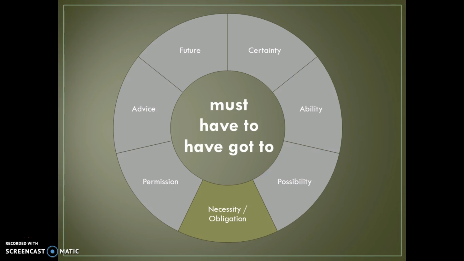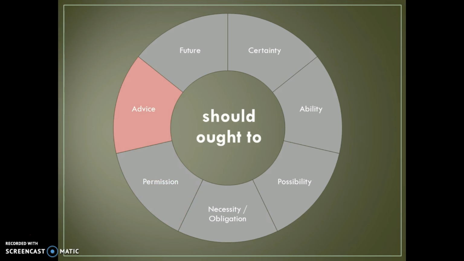Necessity or obligation, we would use modals like must, have to, have got to. For permission, we have can, could, and may. For advice, we have should and ought to. And of course, for future, we have will, and also we have would, which is used to communicate conditional or the future in the past.